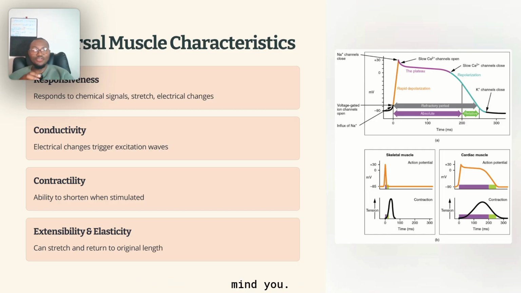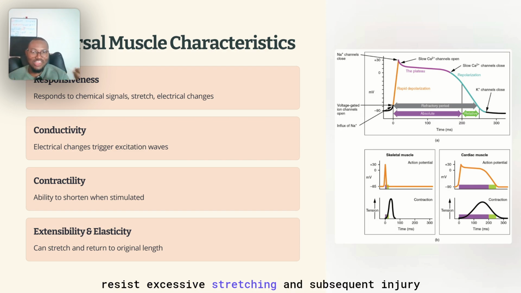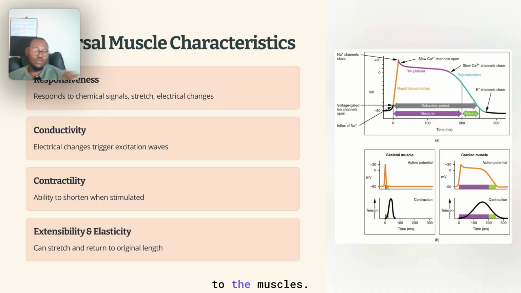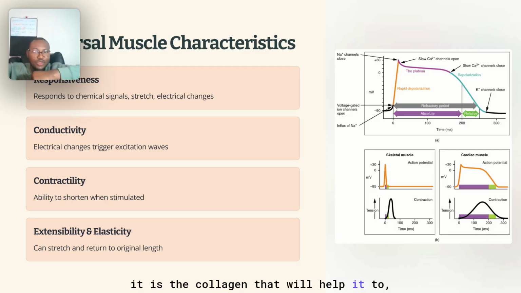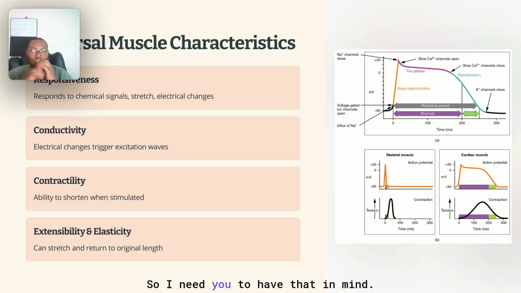It's always what? Elasticity, mind you. And it is this collagen that usually helps, as I mentioned initially, skeletal muscles when they lengthen. It helps them to resist excessive stretching and subsequent injury to the muscles. All right. So when I stretch my skin now, for it not to injure, it is the collagen that will help it to resist that extensibility. All right. So I need you to have that in mind.